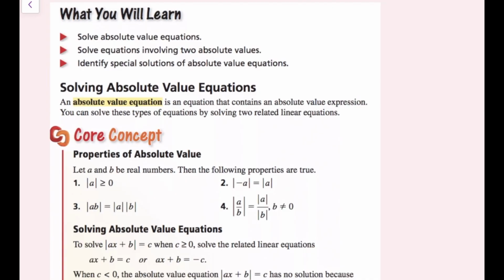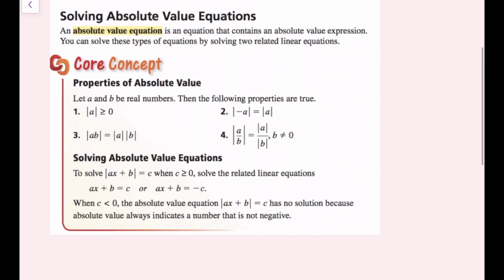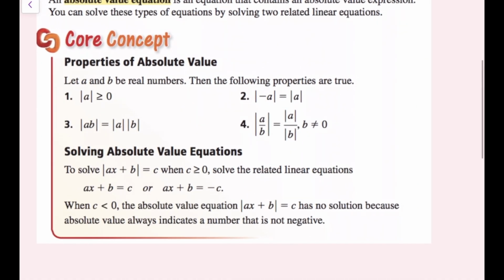So let's just talk about some properties of absolute value very quickly. The first one basically says the absolute value of any number is always going to be at least 0. It can never be negative, because the absolute value is just the distance away from 0 on a number line. That's how you can think of it, and we can't have a negative distance. Number 2 is saying that if you take the absolute value of a number, that's the exact same as the absolute value of the opposite of that number.